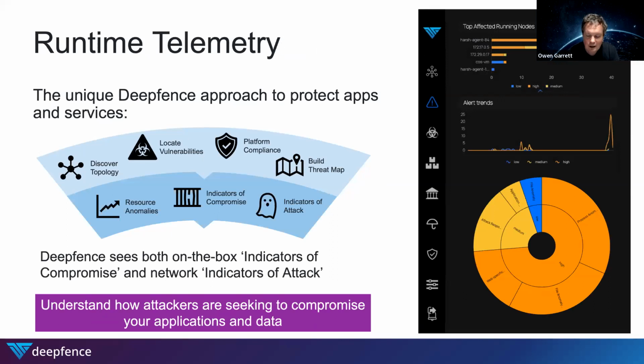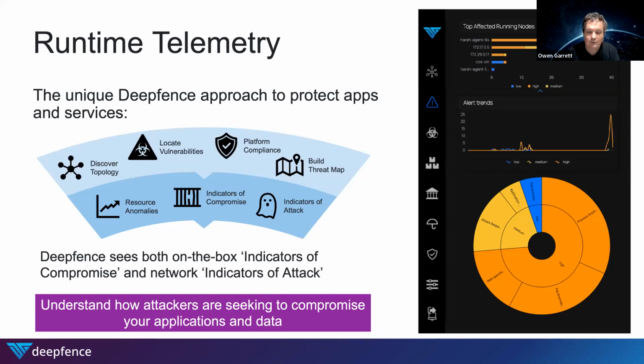Then, having looked at the static context, what is running in our environment, we then look at what's happening. How are users accessing applications? Are we identifying attack or recon traffic? Are we seeing indicators of compromise? So strange behaviors within an application. And are we seeing the more subtle indicators of attack? This capability that Deepfence provides is very broad and wide-ranging.